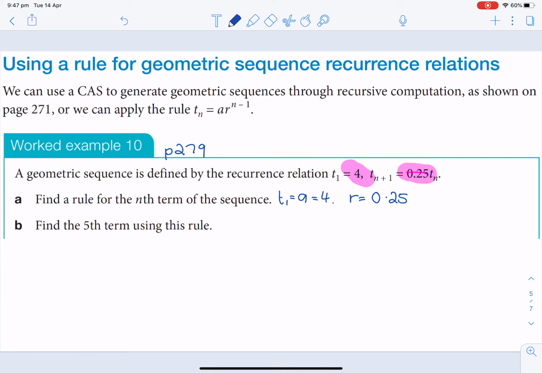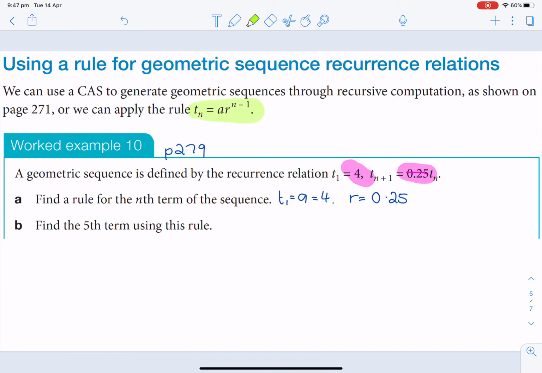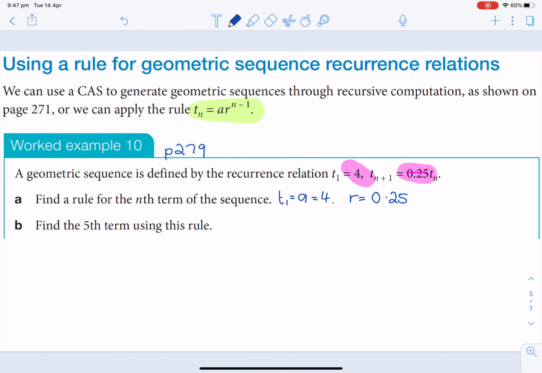I then take the green rule above, substitute these values and get myself an answer, or I get myself a rule. So, T of n is equal to A times R to the n minus 1. Let's substitute in my A, which is 4, and my R, 0.25 to the n minus 1. I'm going to put that in brackets so you can see that 0.25 is all to the power of, and that is my answer.